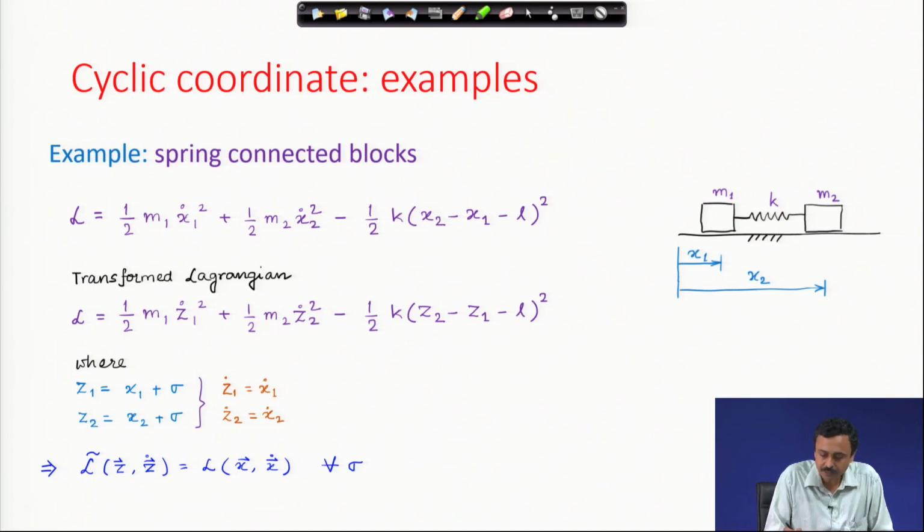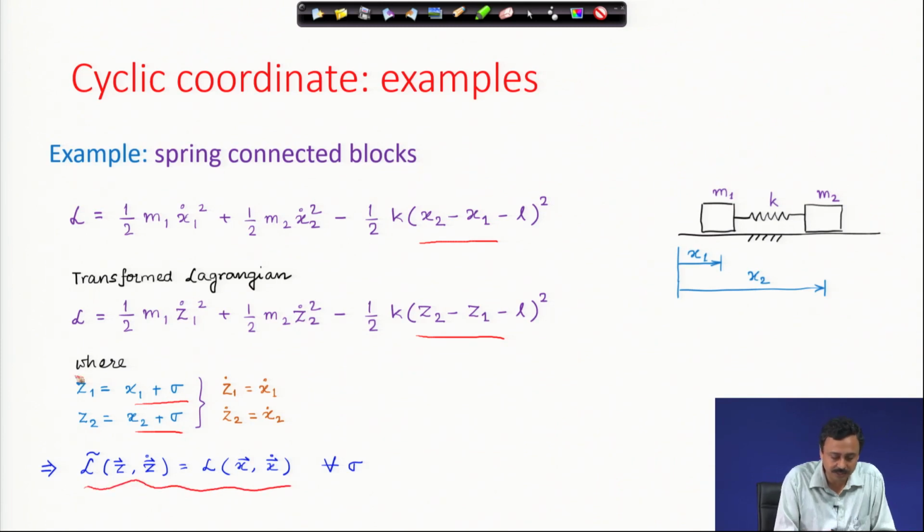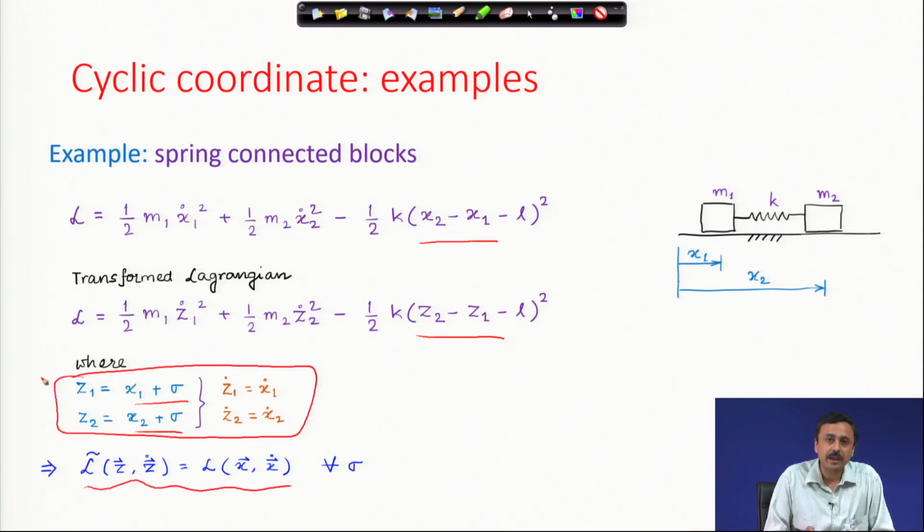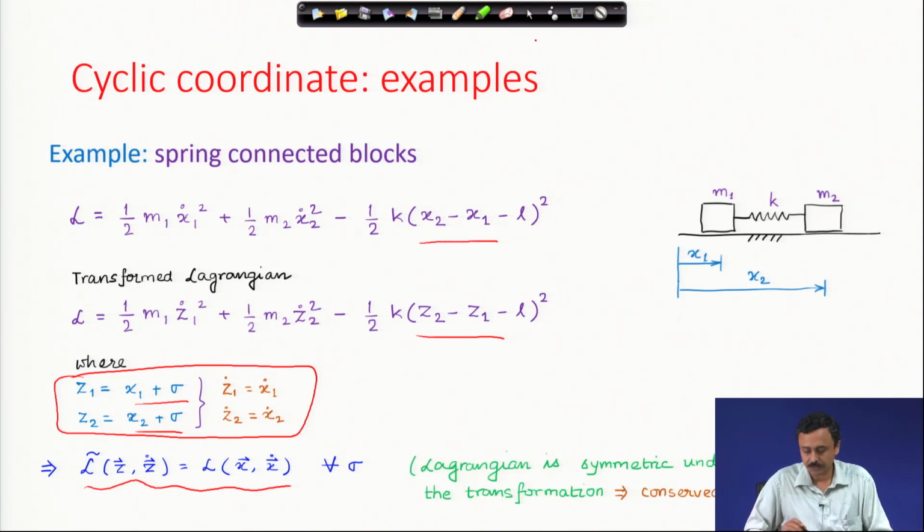Why? What has happened with this z 2 minus z 1? Because the same sigma is added to both of them, that gets cancelled out, and that is why we have this symmetry. Therefore, this transformation is now a symmetry transformation. This is a finite symmetry transformation as well as an infinitesimal symmetry transformation. Therefore, the Lagrangian is symmetric under this transformation.